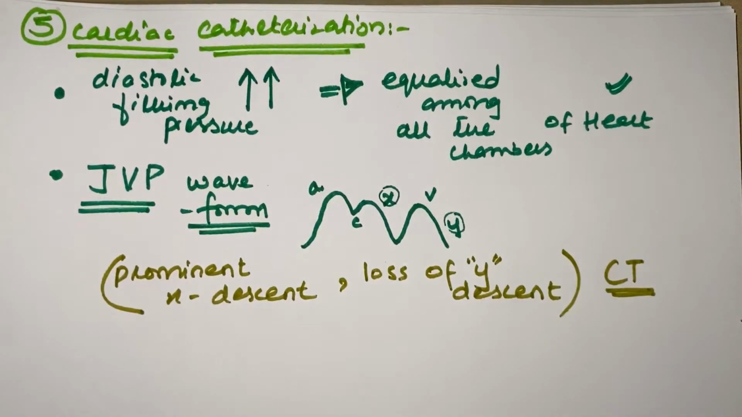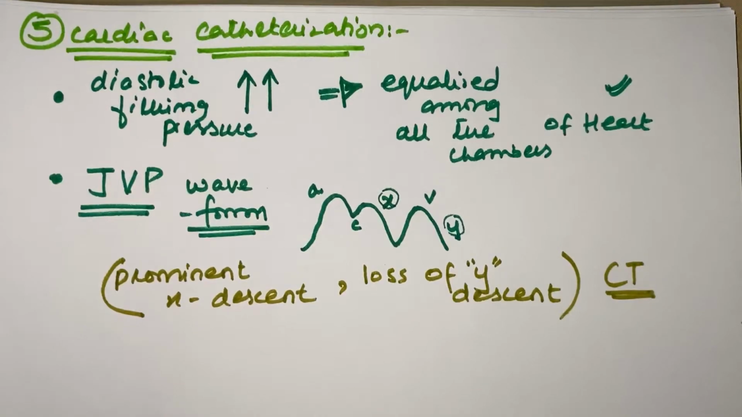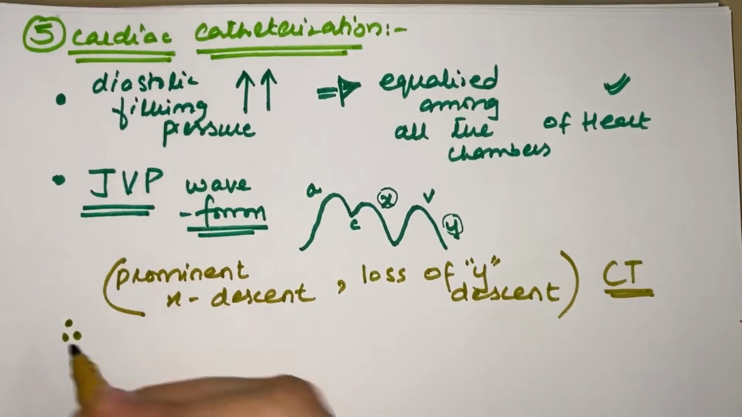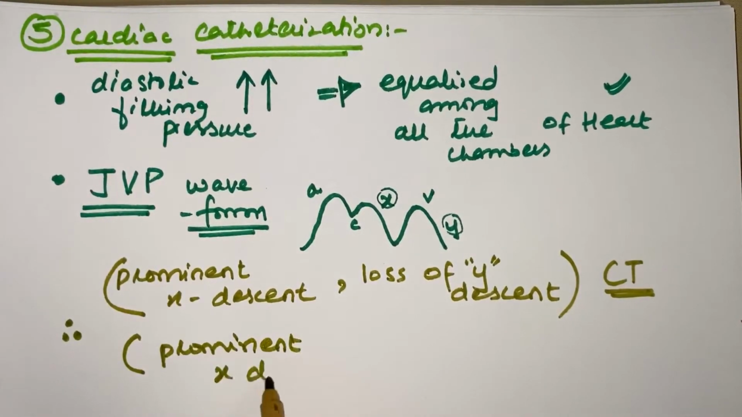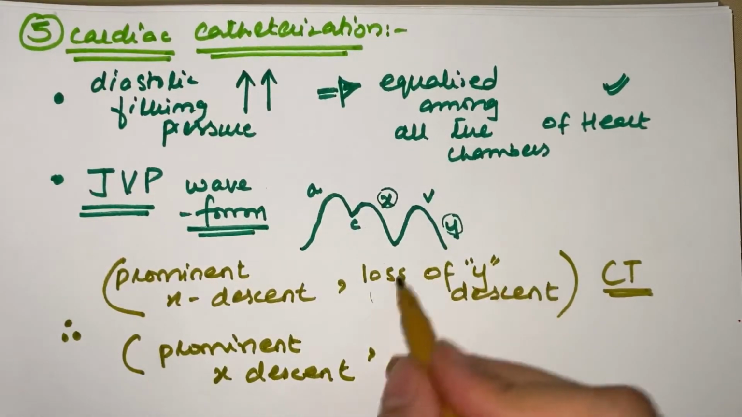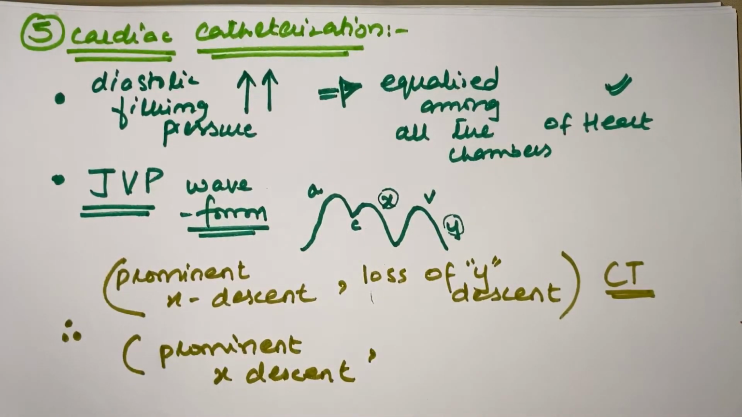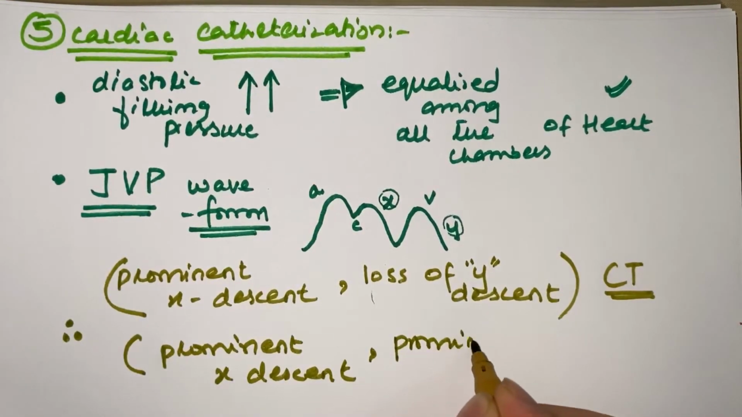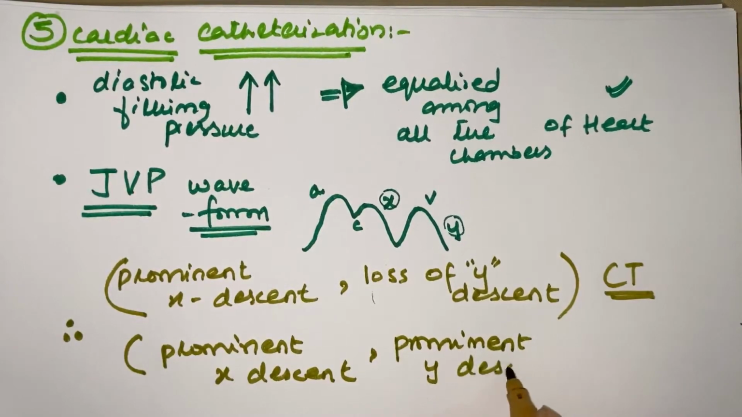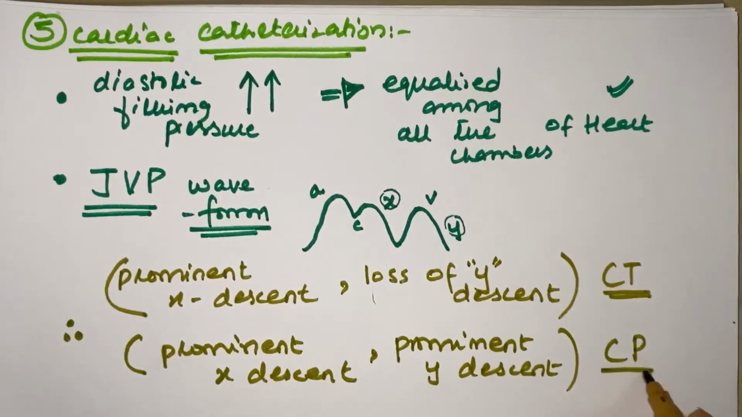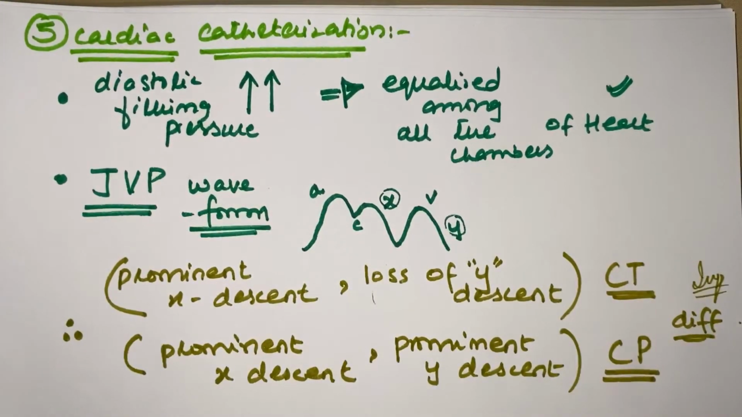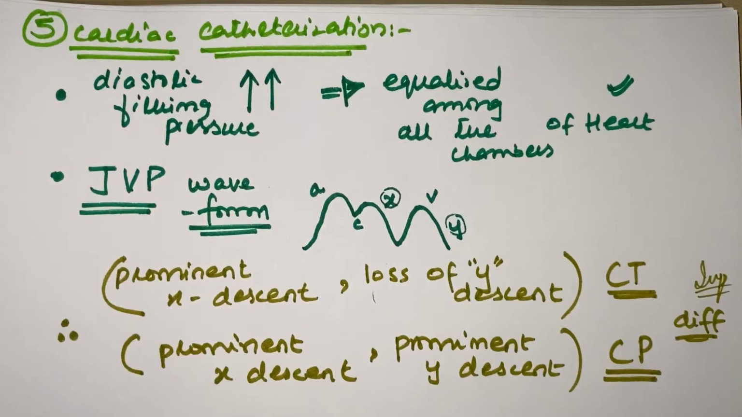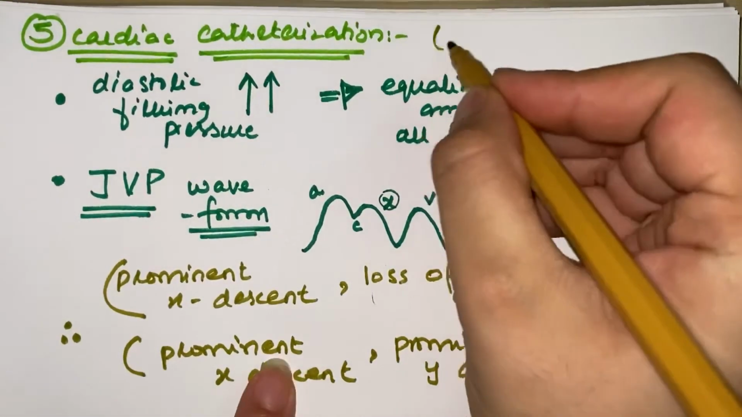Now this disease resembles constrictive pericarditis, and the characteristic finding seen in constrictive pericarditis is a prominent X descent. Plus this loss of Y descent in cardiac tamponade differentiates it from constrictive pericarditis, as in the latter there will be a prominent Y descent also. So this is in constrictive pericarditis. This is basically an important point which I've explained here of differentiation between cardiac tamponade and constrictive pericarditis through cardiac catheterization. But as I've already told you, it is an invasive procedure.